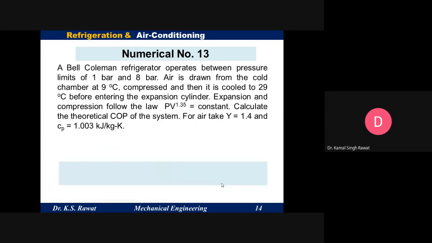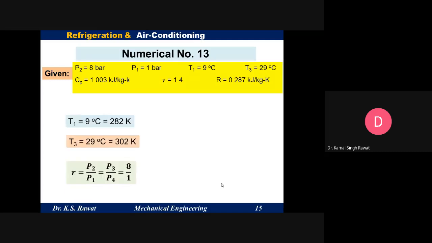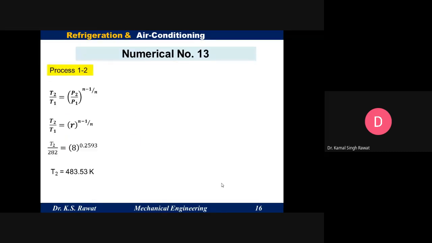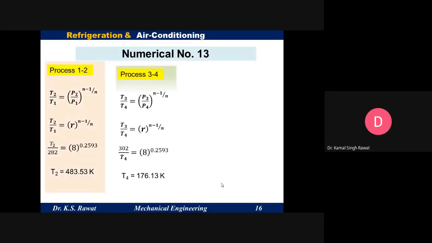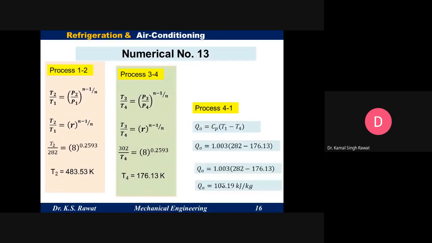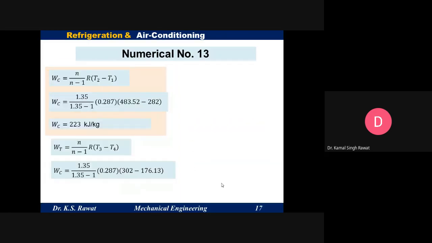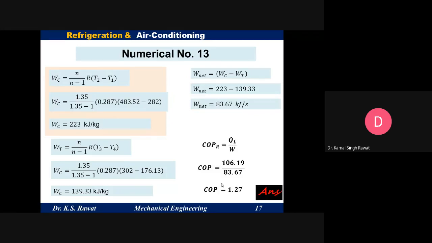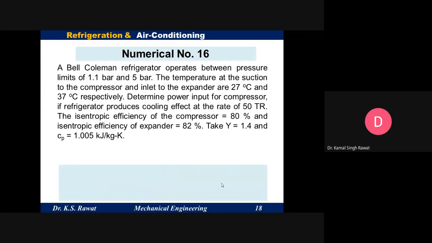And if the process is polytropic, we have the formula n upon n minus 1 into n into delta T, so we will use it in the case of a polytropic process. And if the isentropic efficiency is given, first we have to calculate the actual temperature, then solve the numerical. So these are the three different categories of Bell-Coleman cycle.